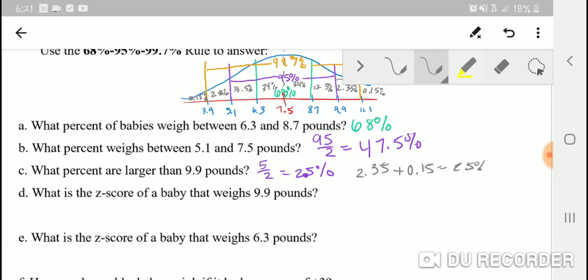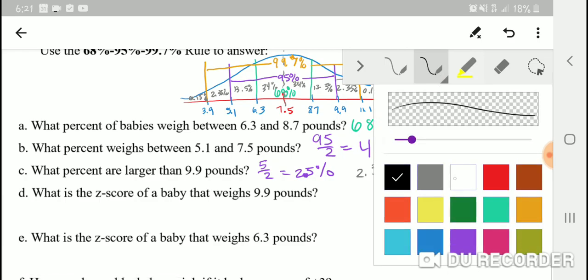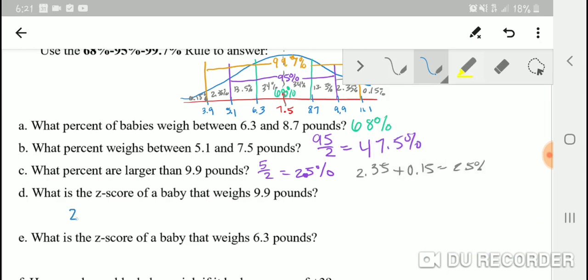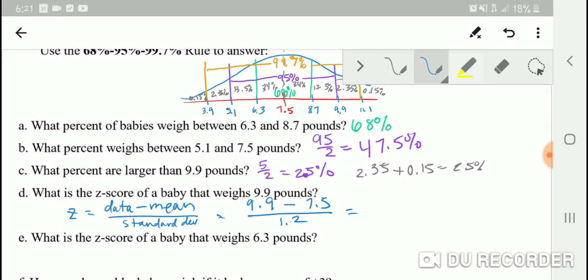Z-score was a formula that I gave you. The z-score is equal to the data point minus the mean over the standard deviation. So in this case, our data point is 9.9, our mean is 7.5, and our standard deviation is 1.2. So 9.9 minus 7.5 is 2.4 over 1.2, which is 2. So your z-score is 2.